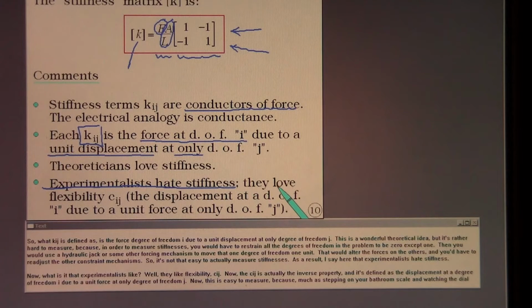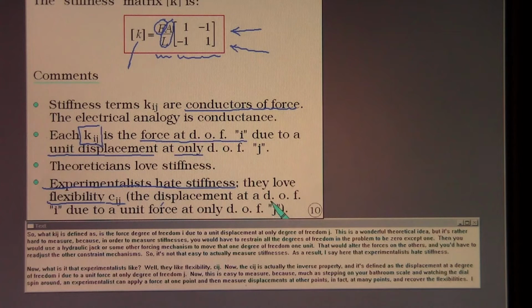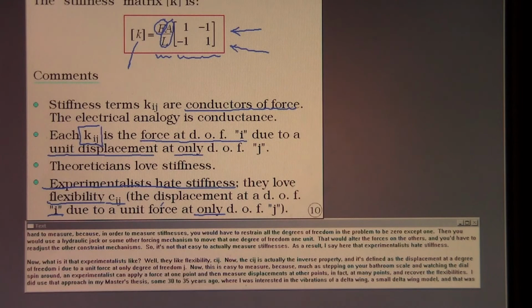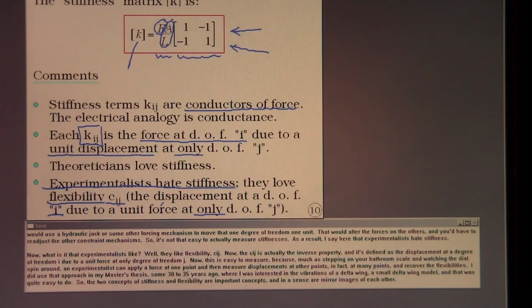Now, what is it that experimentalists like? Well, they like flexibilities, Cij. Now, the Cij is actually the inverse property, and it's defined as the displacement at a degree of freedom I due to a unit force at only degree of freedom J. Now, this is easy to measure because much as stepping on your bathroom scale and then watching the dial spin around, an experimentalist can apply a force at one point and then measure displacements at other points. In fact, at many points, and recover the flexibilities.